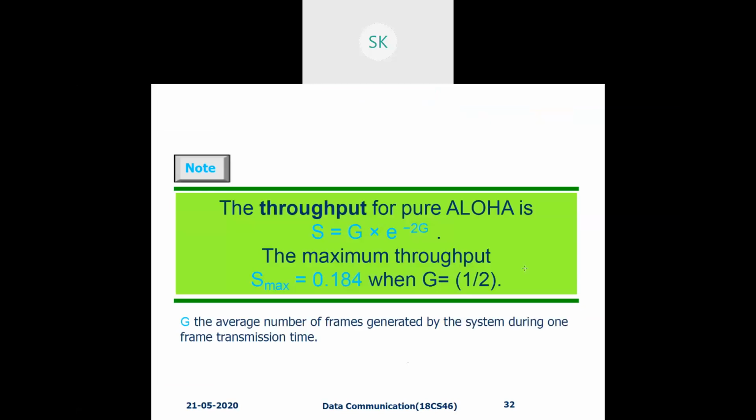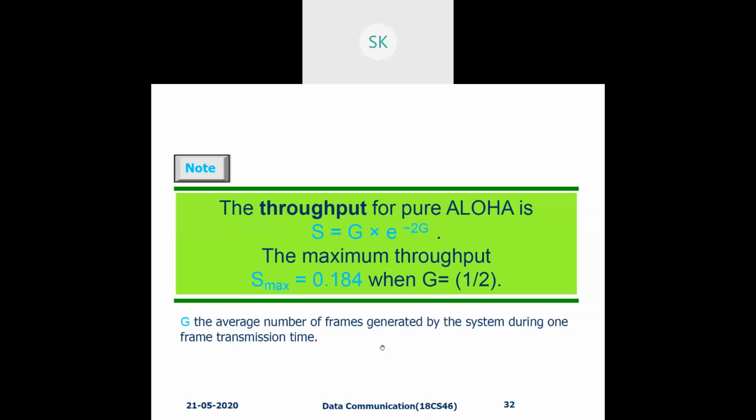For calculating the throughput of pure Aloha, there is one formula: S equals G times e to the power of minus 2G. S is nothing but your throughput. What is this G? G is the average number of frames generated by the system during one frame transmission time. What do you mean by one frame transmission?